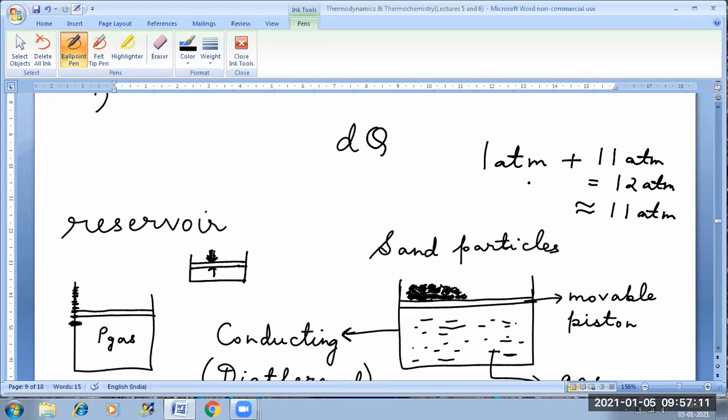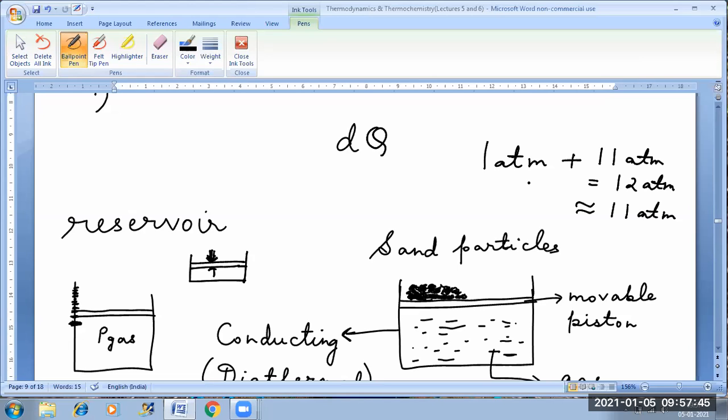That means the external pressure is falling at every point. Why is it falling? It's falling because I'm removing the sand particles one by one. So if I remove a sand particle, the pressure will fall. The moment the pressure falls, the piston moves upward and the gas achieves that same pressure which is being applied on the piston because of the existing sand particles. So every position of the piston tells you a different value of pressure.